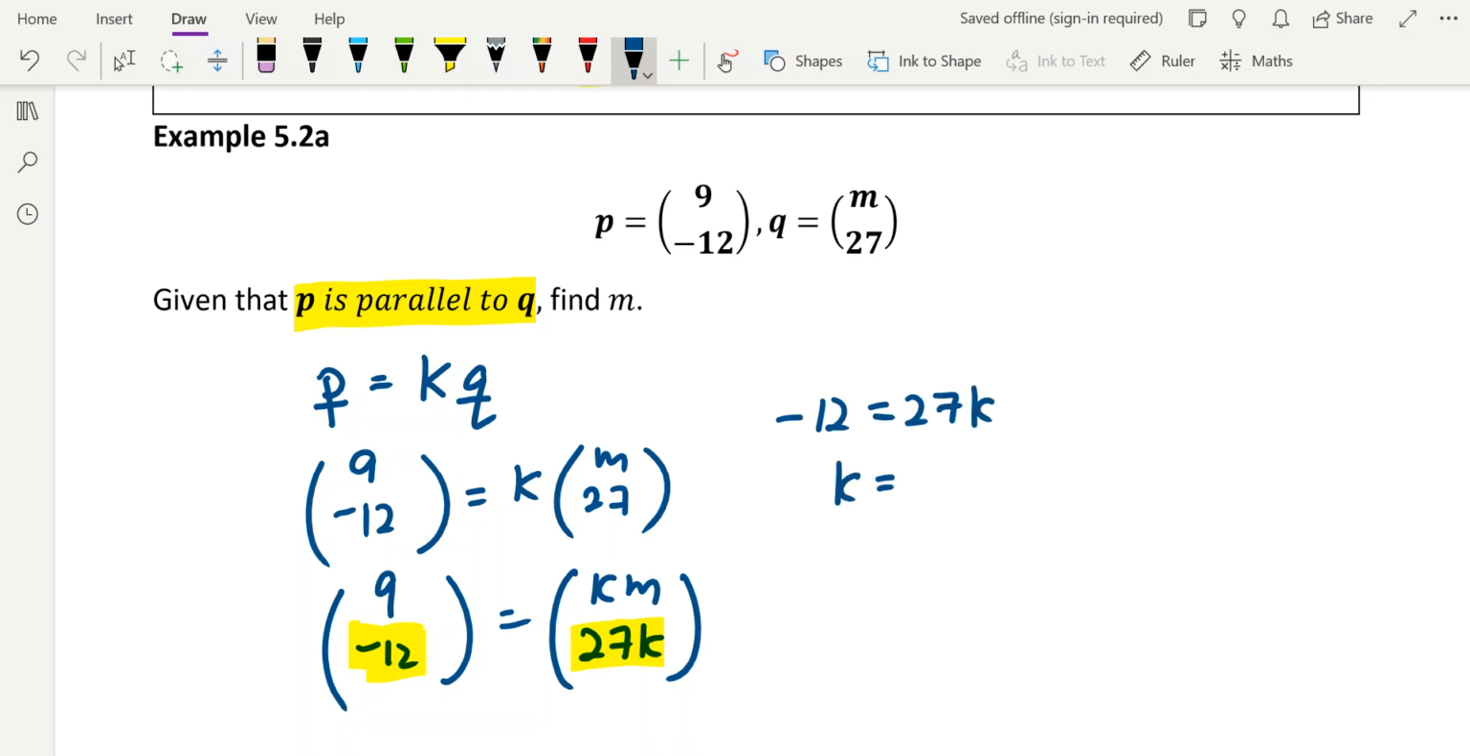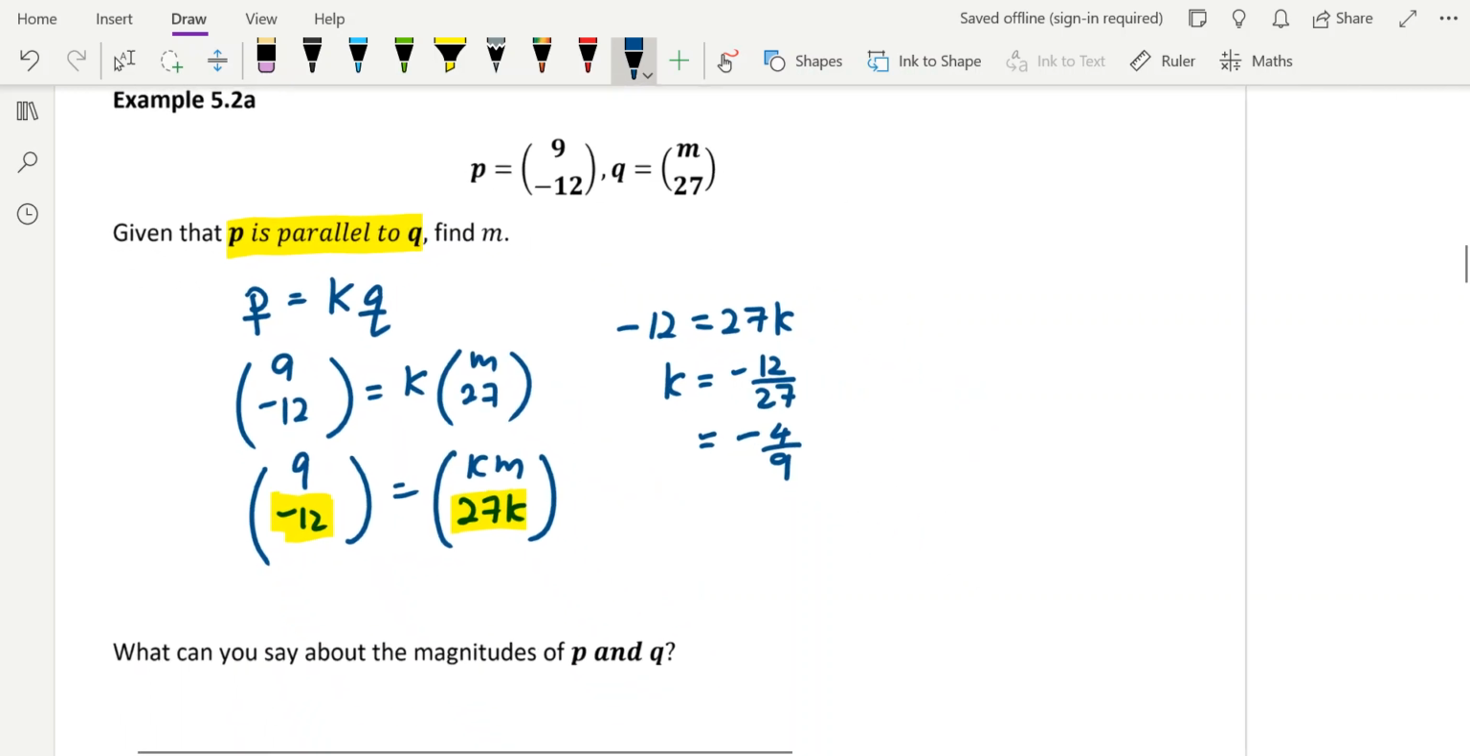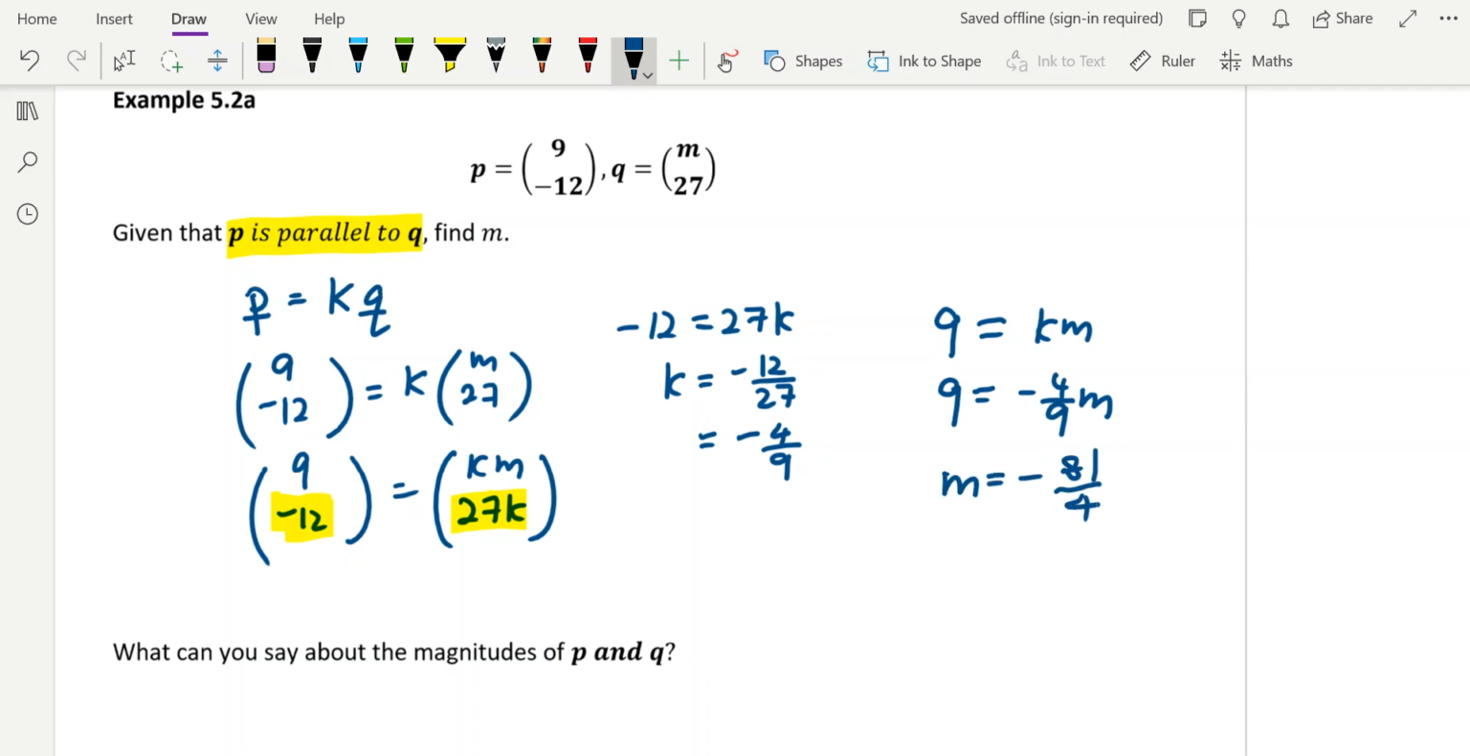K is equal to negative 12 over 27, divided by 3 on both sides, negative 4 over 9. But that's not done. I'm supposed to look for Y. So I compare X: 9 is equal to K times M. 9 is equal to negative 4 over 9 times M. So M is equal to negative 81 over 4, and then you can get the answer.